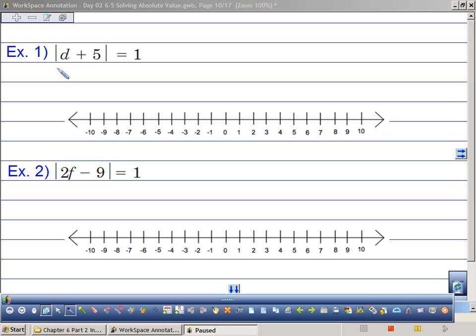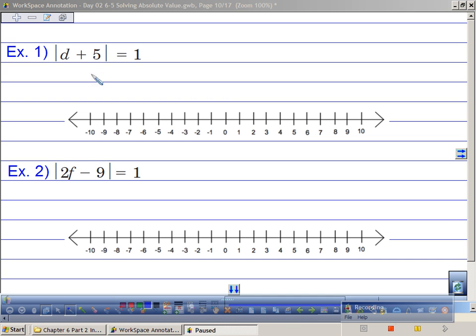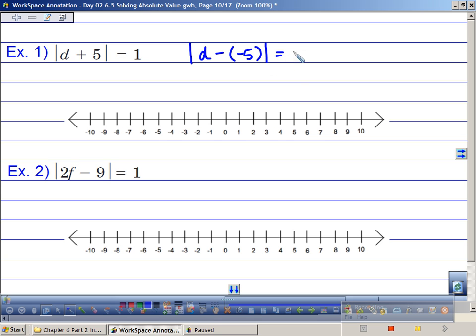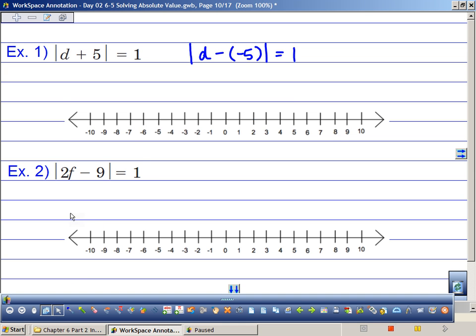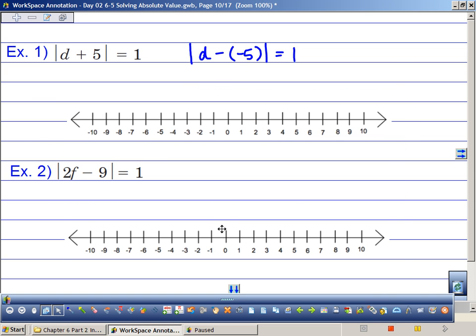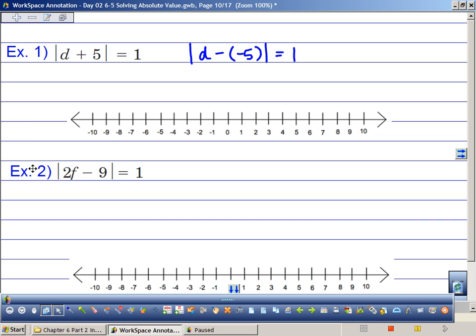So let's look at example 1. So can I say that we're trying to find the distance between D and 5? Not really. Am I really? Does this mean distance? No. Does adding something mean distance? No. So actually, I'm trying to find the distance between D and -5. True? Let's move out of the way really quick. Uh-oh.